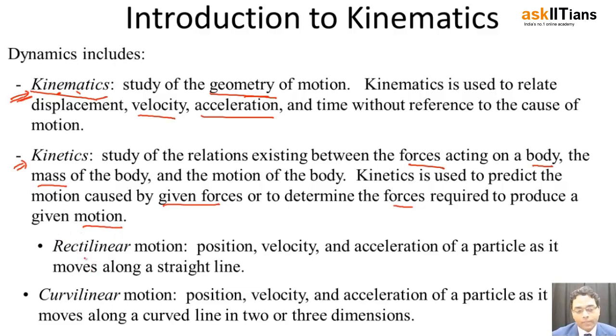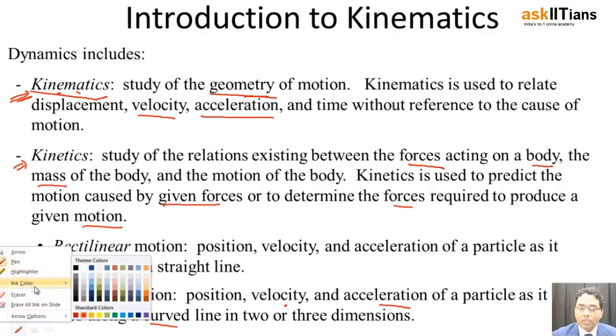Okay. Going further, we can divide kinematics into two basic parts. One is known as rectilinear motion, the other is known as curvilinear motion. Right? So when we talk about curvilinear motion, what exactly happens? In this case, the position, velocity and acceleration of the particle as it moves along a curved line are changing, whereas in the case of rectilinear motion, it is different.